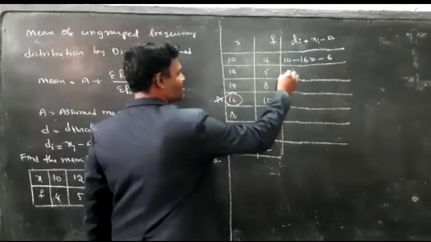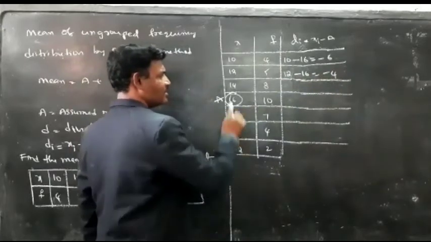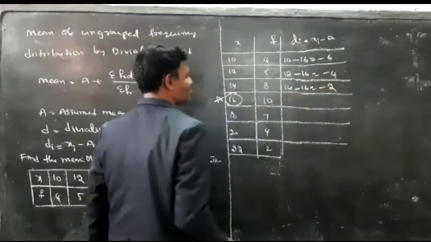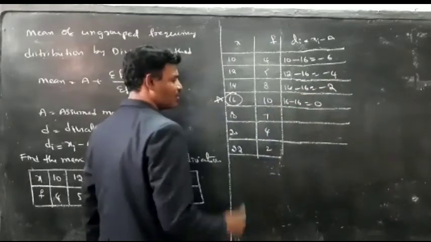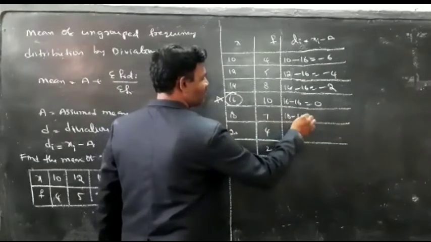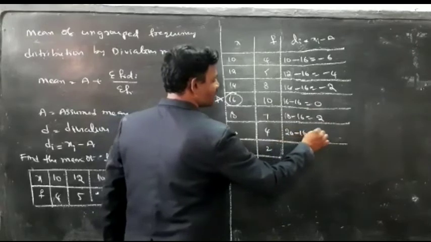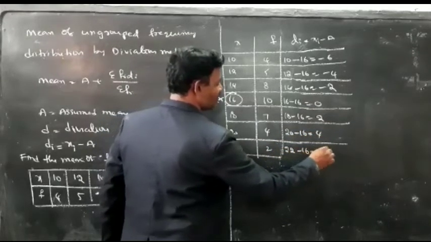12 minus 16 is minus 4. Then 14 minus 16 is minus 2. 16 minus 16 is 0. Next, 18 minus 16 is 2. 20 minus 16 is 4. Then 22 minus 16 is 6.